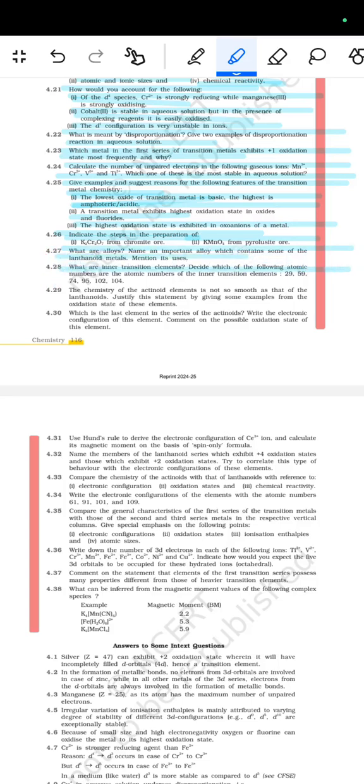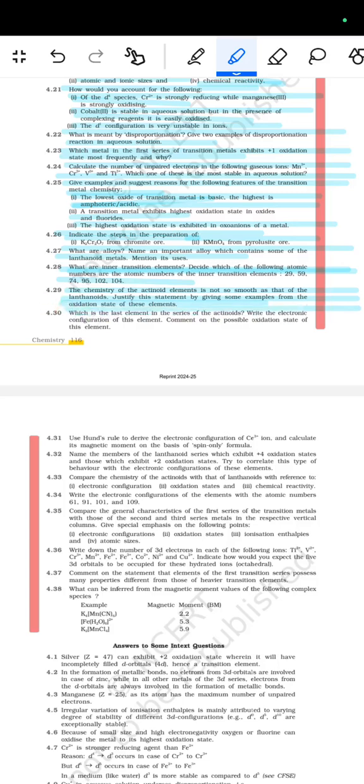What are the inner transition elements? Decide which of the following atomic numbers are the atomic numbers of inner transition elements: 29, 59, 74, 95, 182, 184. The chemistry of the actinide elements is not so smooth as that of the lanthanides. Justify the statement by giving some examples from the oxidation states of these elements.